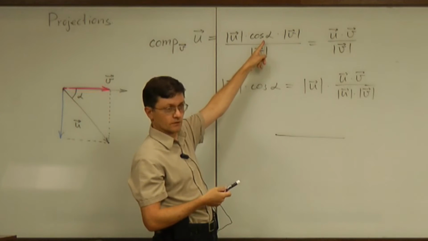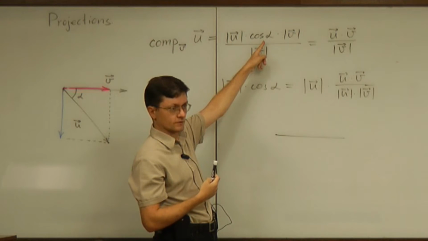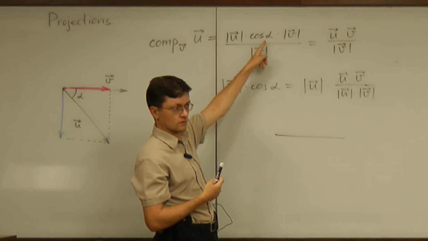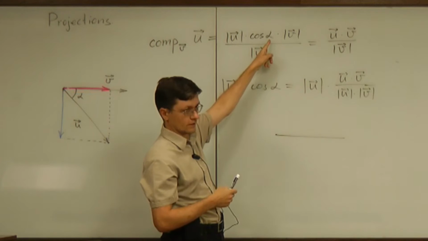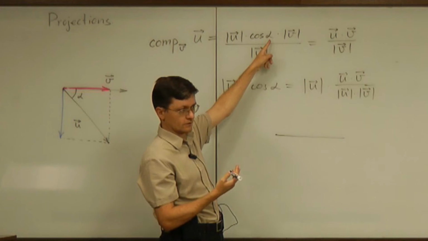Well, the cosine can be negative. Right? What does it mean that cosine is negative? The direction of the force is opposite of what you assume it to be. Exactly. It means that the angle is greater than 90 degrees.